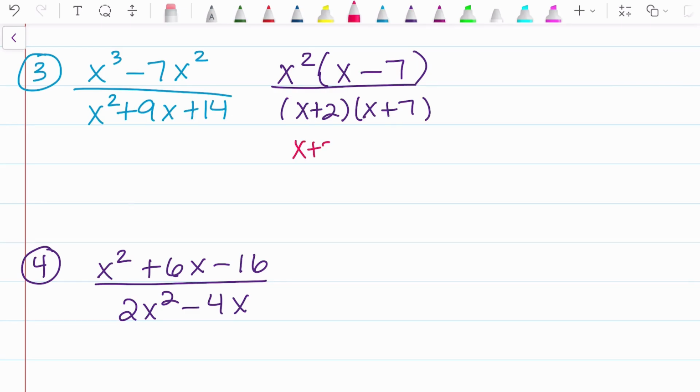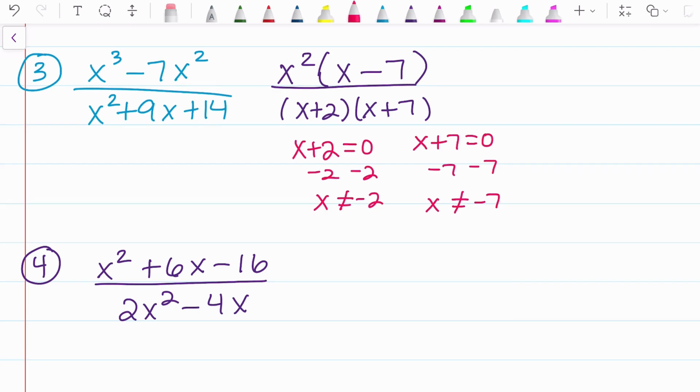And now I'm ready to find my undefined values. So I'm going to again think about what makes x plus 2 be 0, because that's not allowed. So I'm going to take 2 away, and I get x cannot be negative 2. x plus 7 equals 0. Take 7 away, and x cannot be negative 7. So those values would make our denominator be 0, and that would be a problem. So when I go to simplify this one, I notice there's no common terms. You can't cancel x minus 7 with x plus 7. You can't cancel x squared with x plus 2. So this is just our simplified expression right here. You could put it in either way. Just be aware that on a multiple choice exam you should expect to see either option.